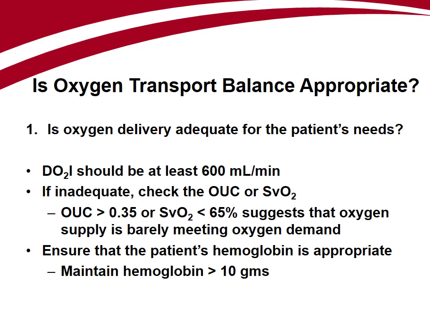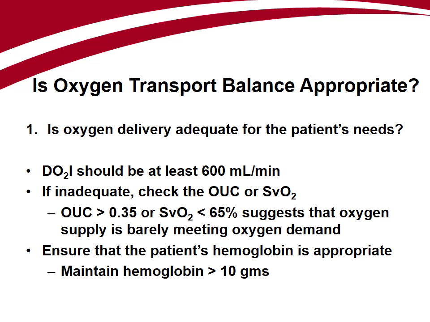First, is the patient's oxygen delivery adequate for their needs? In a critically ill patient, an oxygen delivery index above 600 milliliters per minute is associated with improved survival. If the patient's oxygen utilization coefficient is greater than 0.35, or the patient's SvO2 is less than 65%, it is likely that their oxygen delivery is barely meeting their oxygen demand.